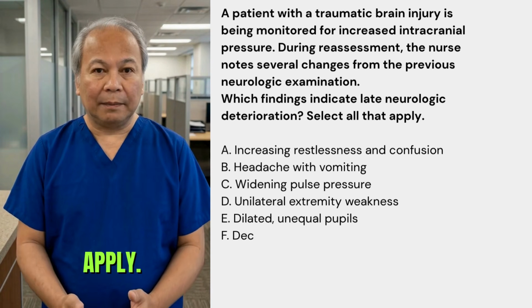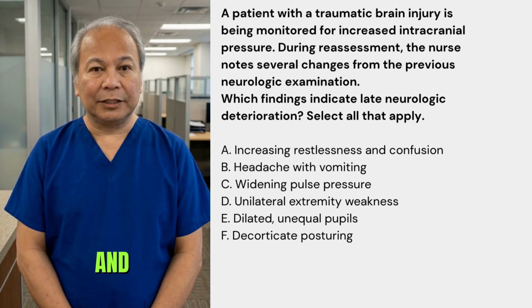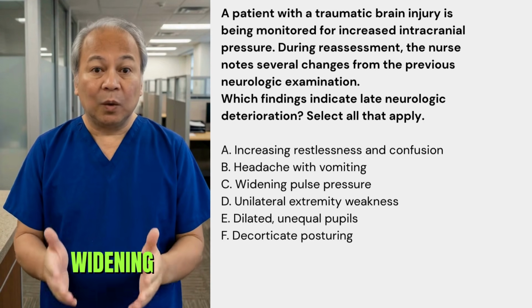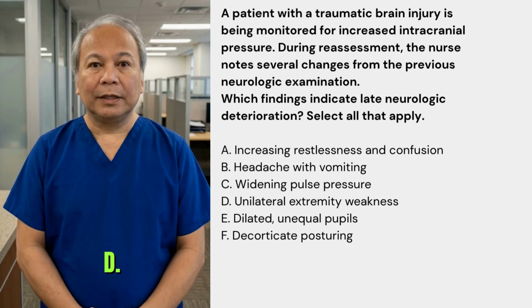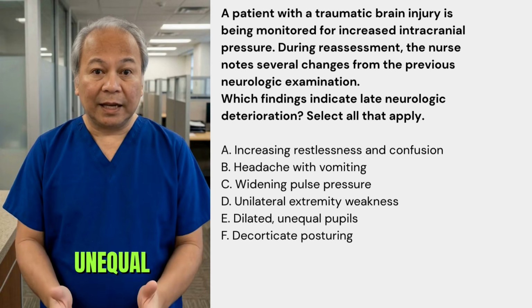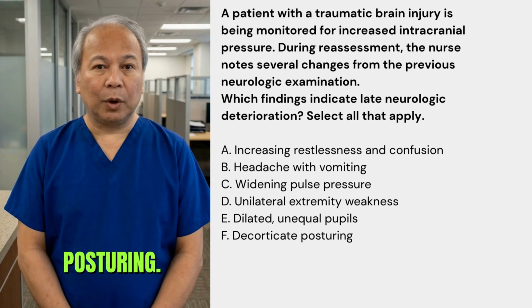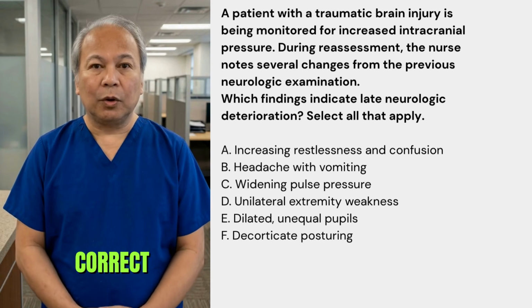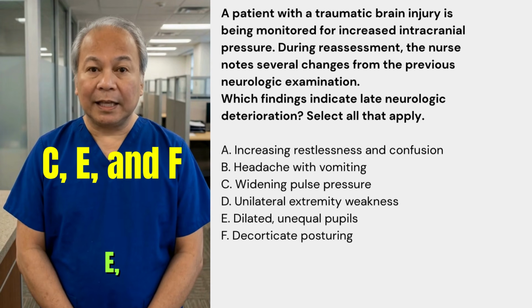Select all that apply. A. Increasing restlessness and confusion. B. Headache with vomiting. C. Widening pulse pressure. D. Unilateral extremity weakness. E. Dilated unequal pupils. F. Decorticate posturing. Pause the video and choose your answers. The correct answers are C, E, and F.